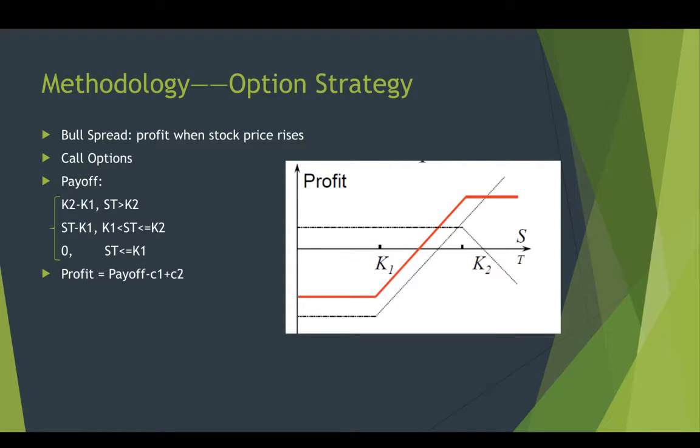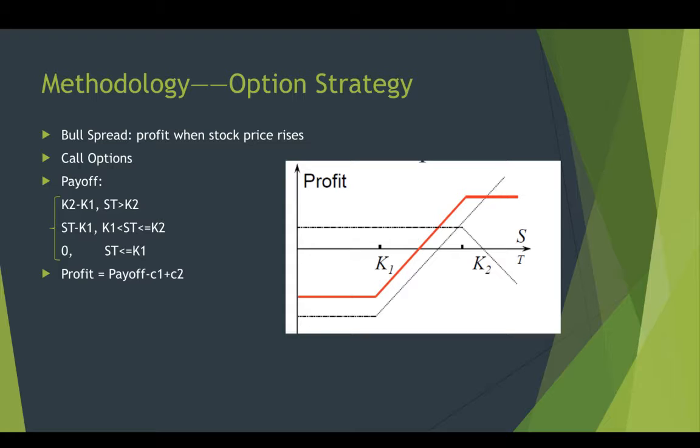The profit of the bull spread strategy is K2 minus K1 when the price at maturity is larger than K2, and the maturity price minus K1 when the maturity price is larger than K1 and smaller than K2, and the payoff is 0 when the maturity price is smaller than K1.